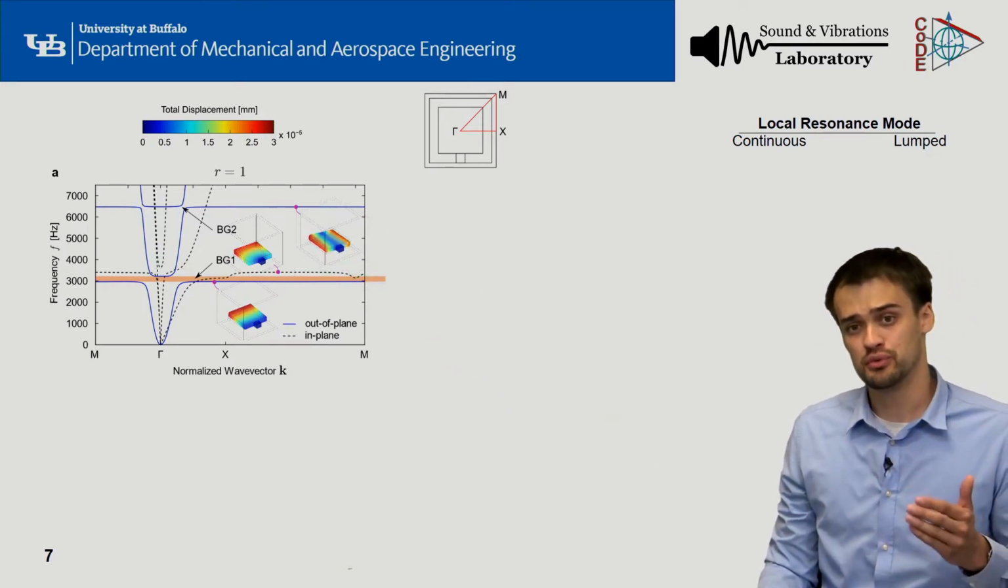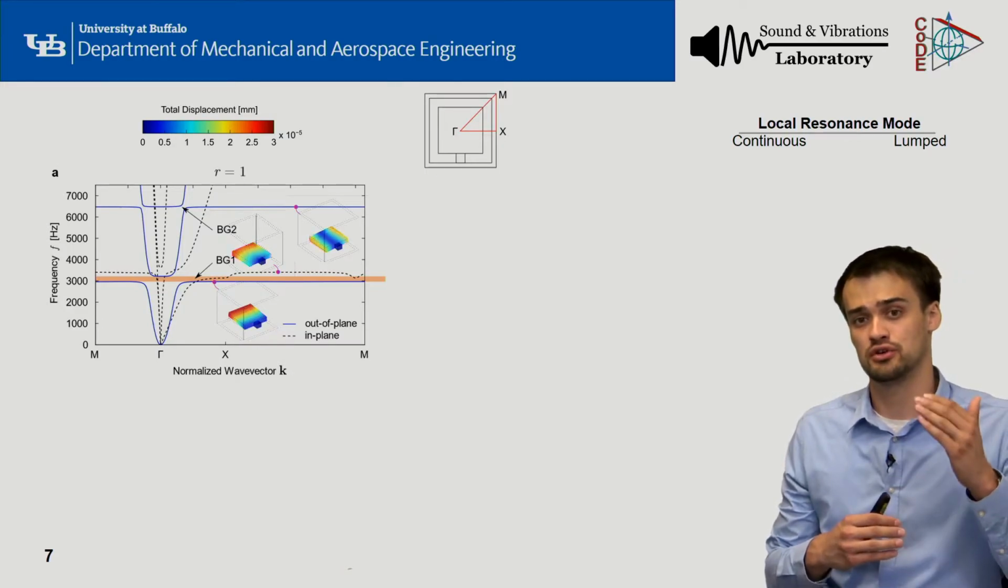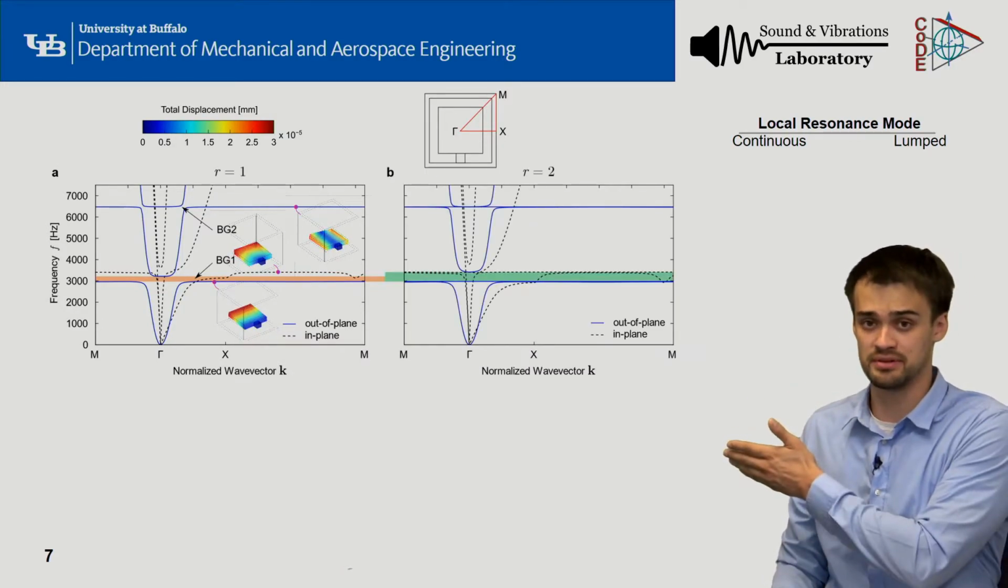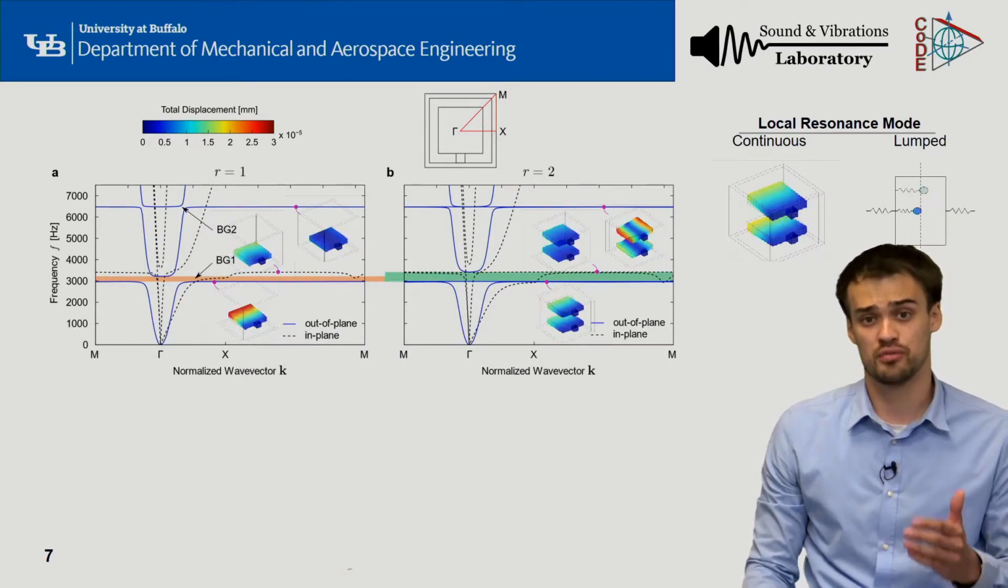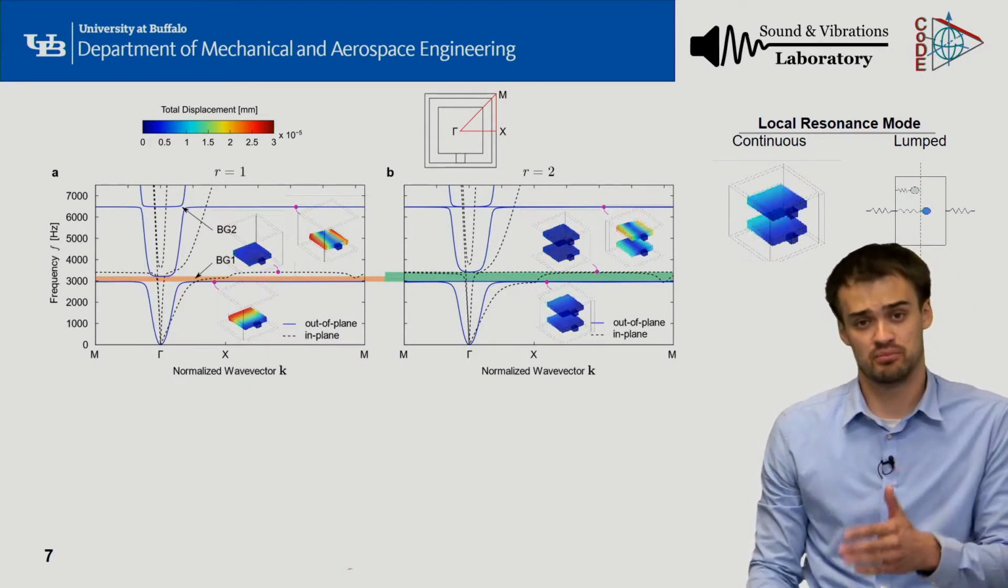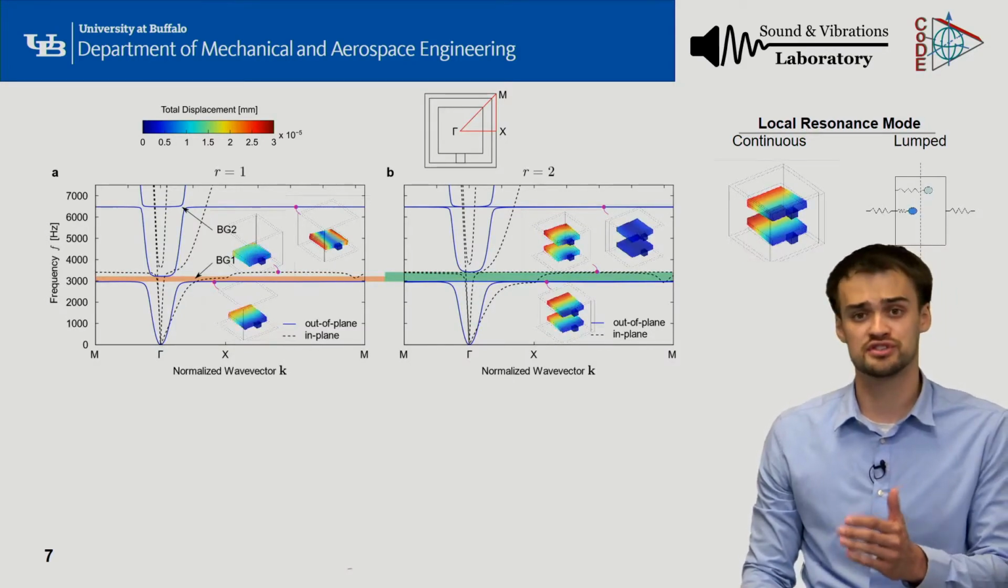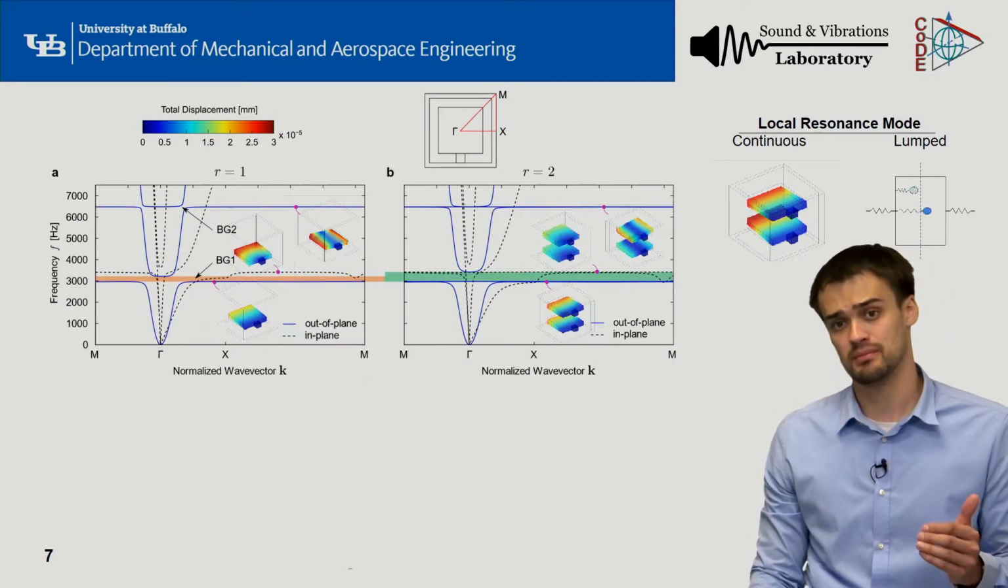When R is equal to B2, we would like to see that the bandgap widening continues. And this is indeed what happens. And the animations look like so. With the addition of more resonators, we are also able to see the flat branches, which represent the local resonance modes, similar to the spring mass system.